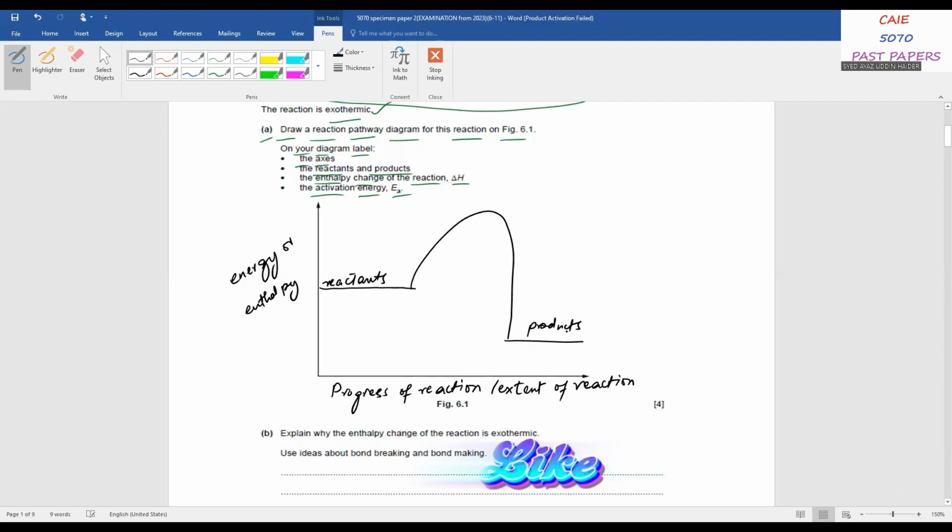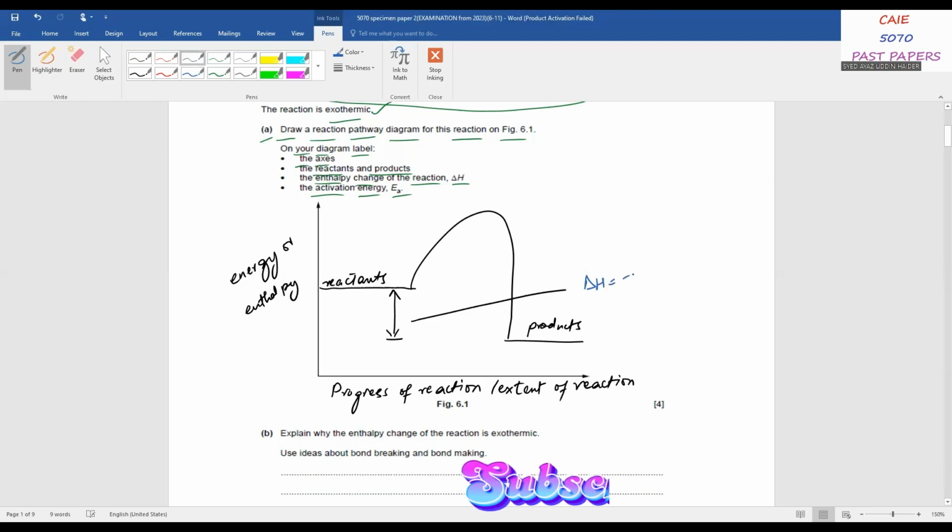Now, enthalpy change of the reaction. It's the difference between product and reactant, so you'll have the enthalpy change here. This is the enthalpy change, delta H, and it's negative.